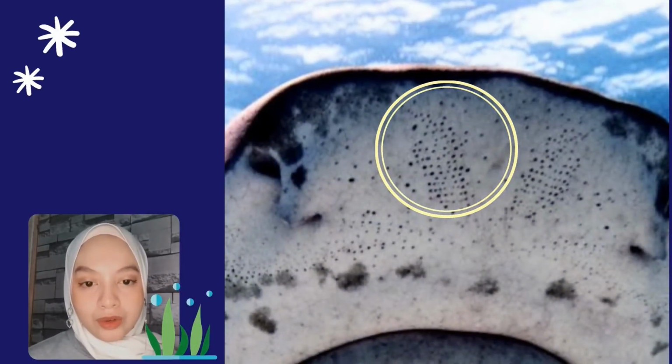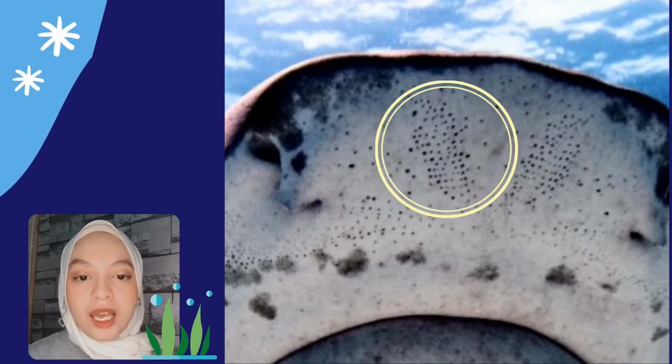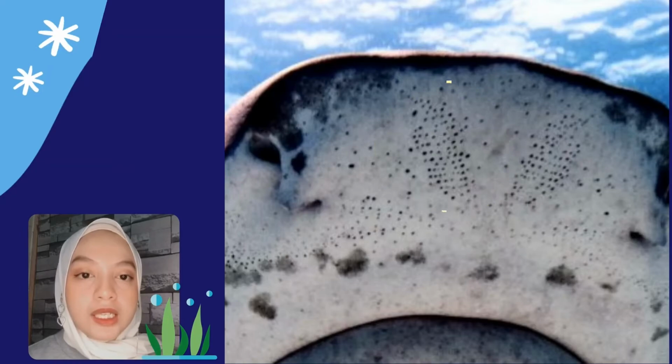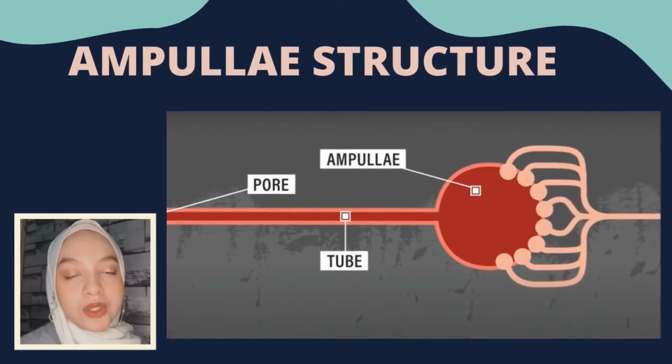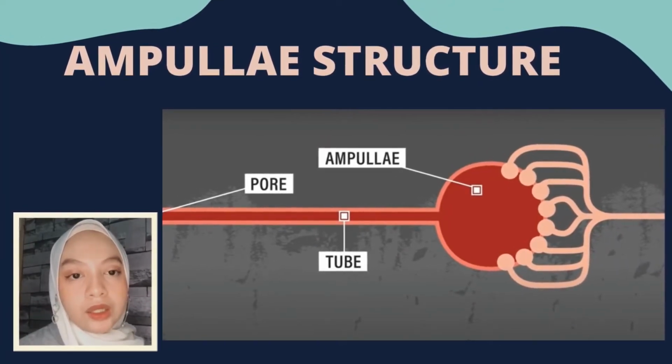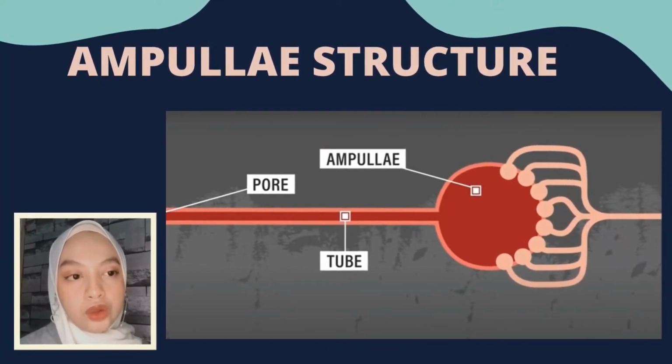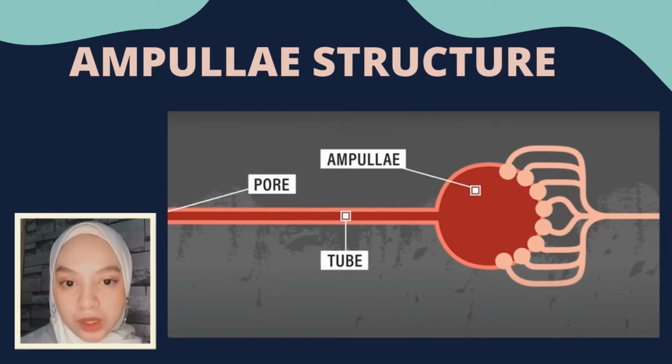For your information, underneath the shark's head, we can see that there is an array of vertically symmetrical dots. Let's have a closer look. These are actually pores that connect jelly-filled tubes to bud-like structures in the shark's head called ampullae.